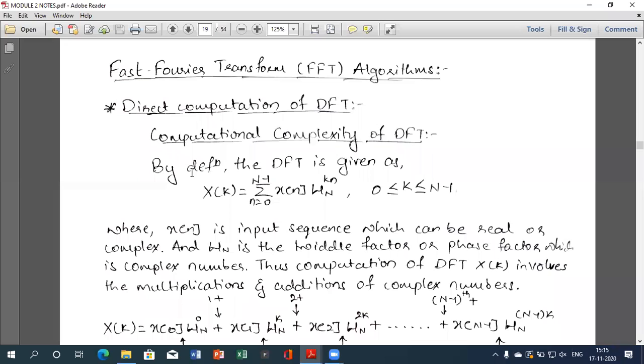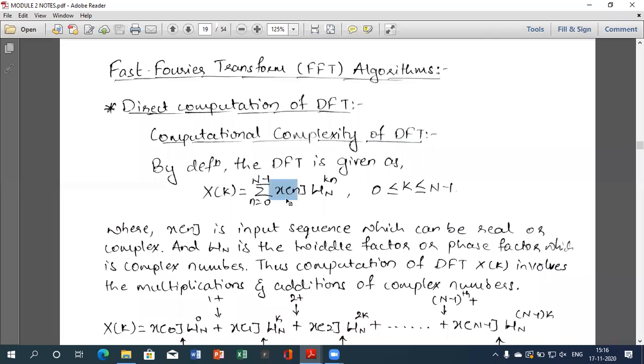Now we know that by the definition of the DFT, X of k is the summation from n equals 0 to N minus 1 of x of n W_N raised to kn. In this, X of k is the frequency domain sample, x of n is a time domain sample, 0 to N minus 1 are the number of samples, W_N raised to kn is the twiddle factor, where k is the output sample from 0 to N minus 1. That is what we know in the DFT.